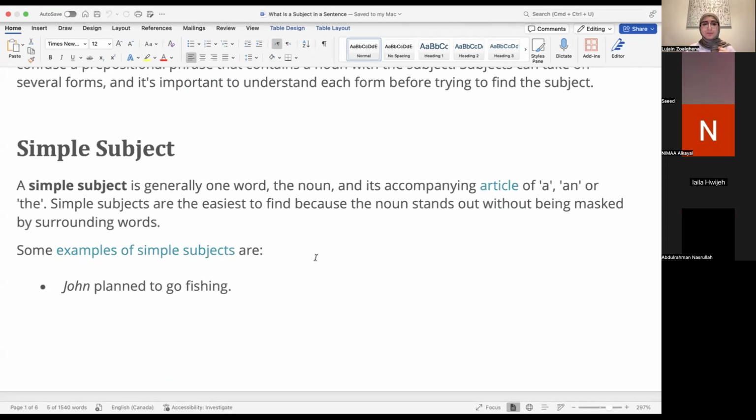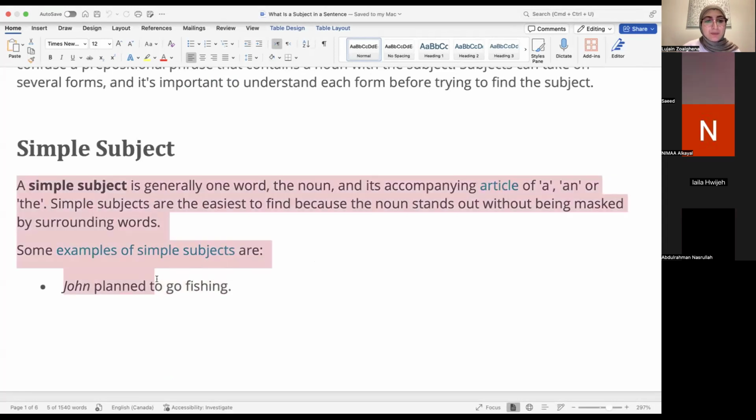Who wants to read it? I can read it. Okay, go ahead. John planned to go fishing. Oh, no. I want you to read the simple subject, all of it.